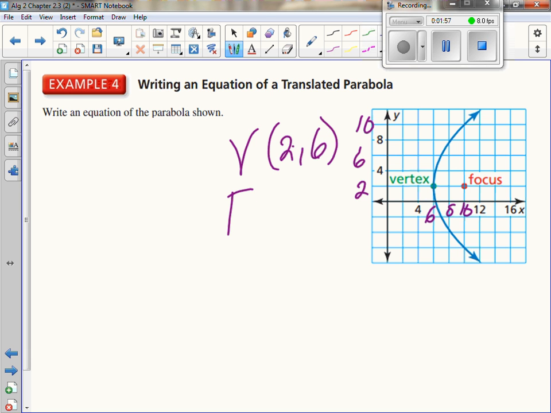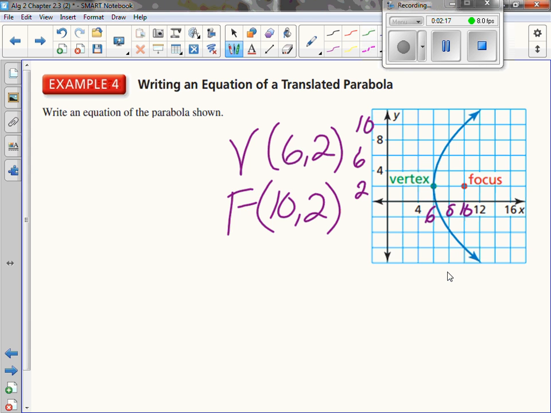The focus, not 2, 6. Yeah, it's 6, 2. Thank you. Every now and then I have a tendency to flip those unintentionally, so I've got to pay attention to that. So here we have 6, 2, and 10, 2. So that's our 2 that we have. Now we also see that it's opening to the left and to the right. Yes?